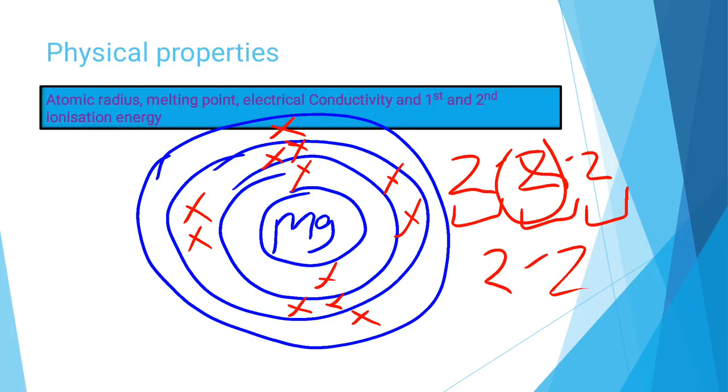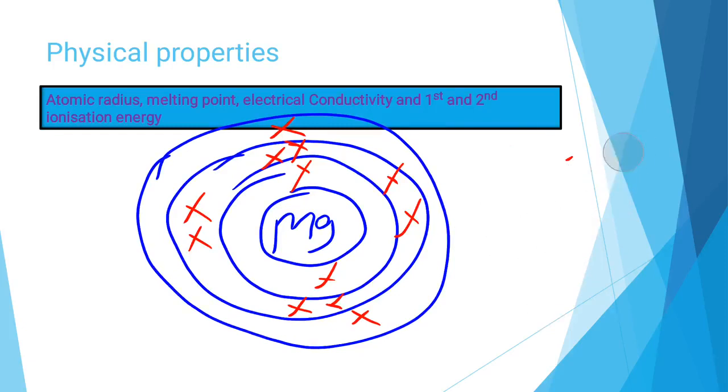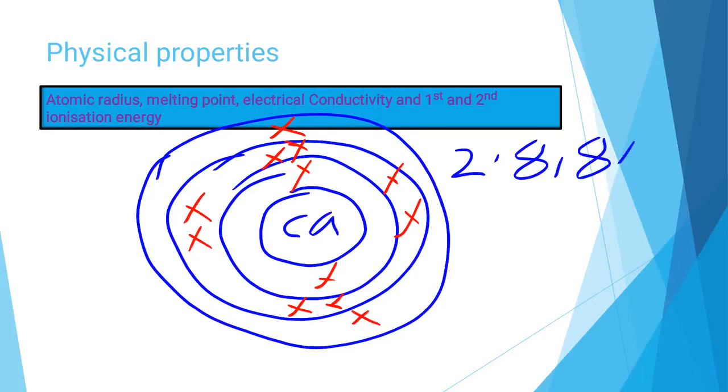If we were to draw the atomic size of calcium, it will look like this. We'll just need to have calcium here. We write calcium. Then the electron configuration of calcium is 2, 8, 8, 2, meaning that it has 4 energy levels.